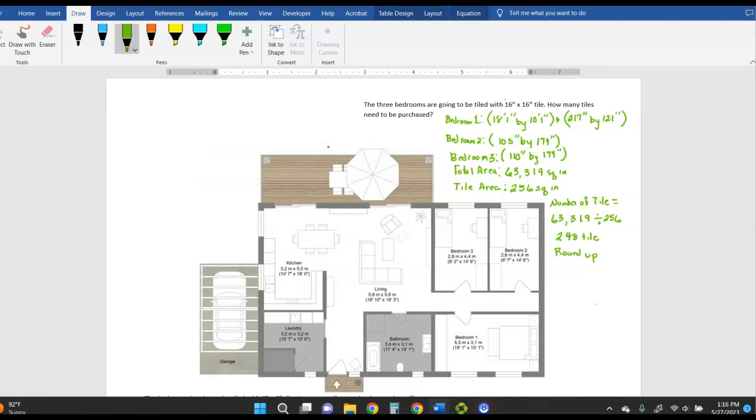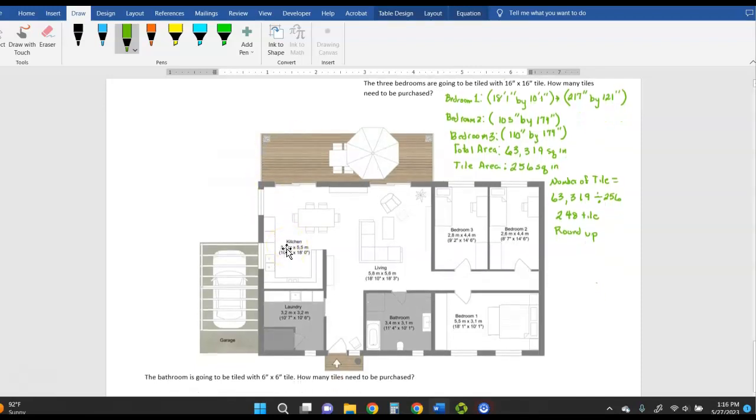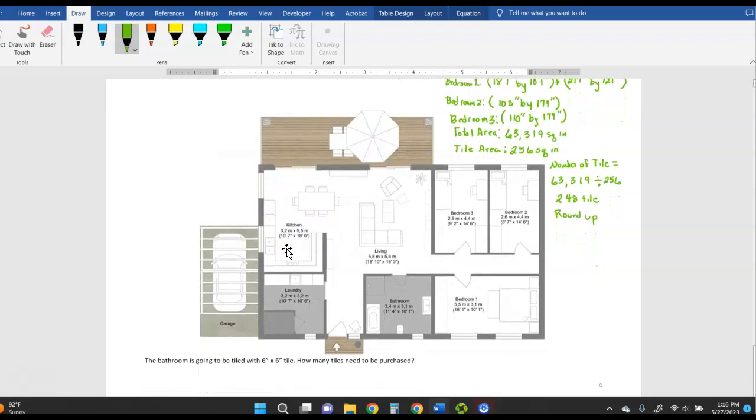All right, and then for the bathroom, which is just this bathroom right here, it's going to be 6 inch by 6 inch tile. So I want you and your team to work on that one to give us an answer to that one as well.